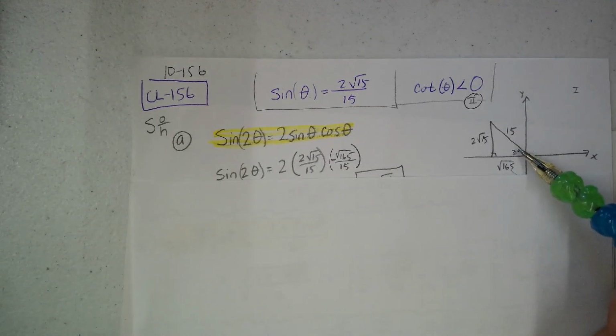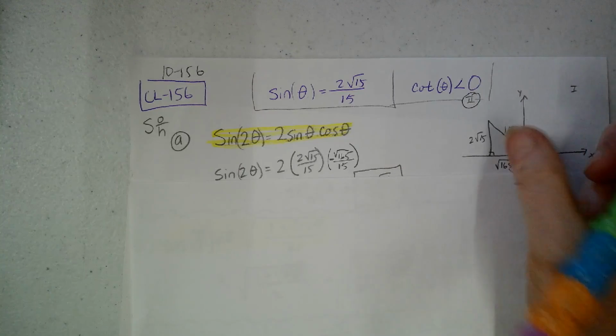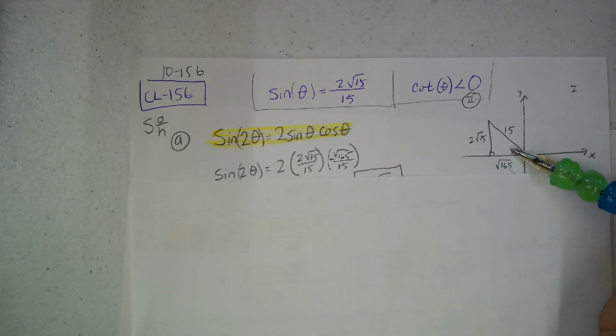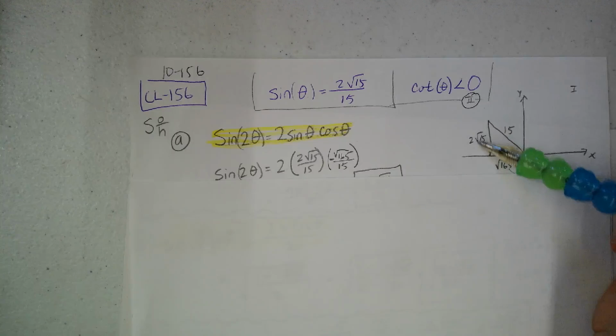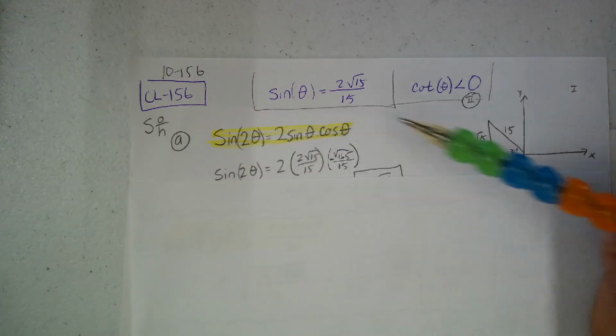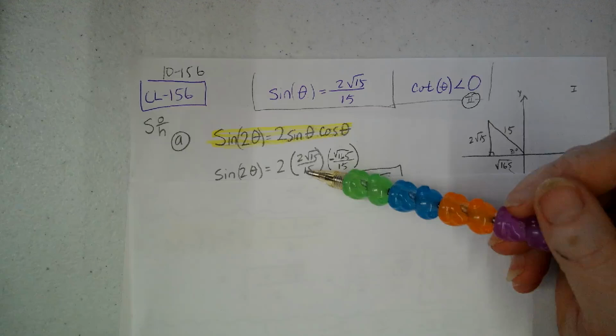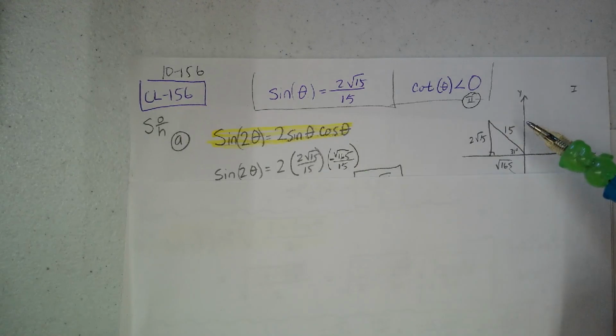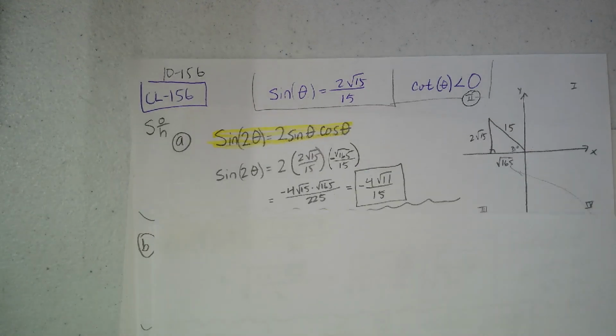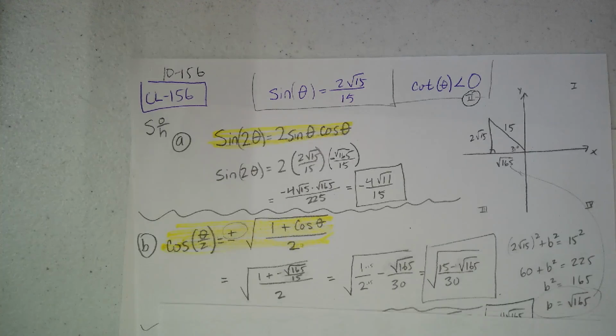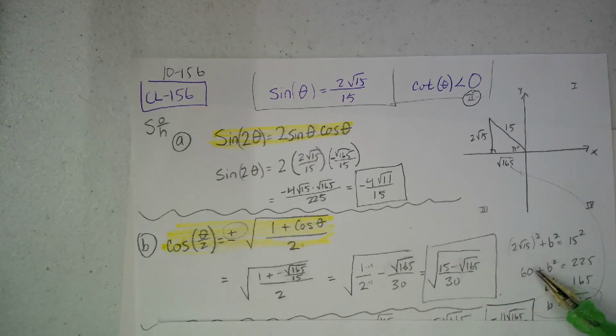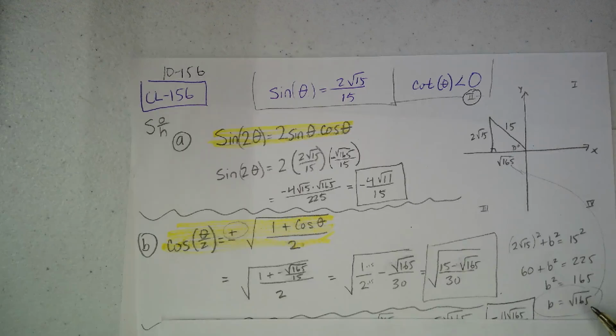so we drew the triangle. We didn't know the angle measure yet, but we just drew the triangle and labeled the opposite, because the numerator's the opposite part, and the denominator's the hypotenuse. And then I used the Pythagorean theorem over here. I said a squared plus b squared is c squared. And I did all the work and I came out that this side length right here is square root 165.